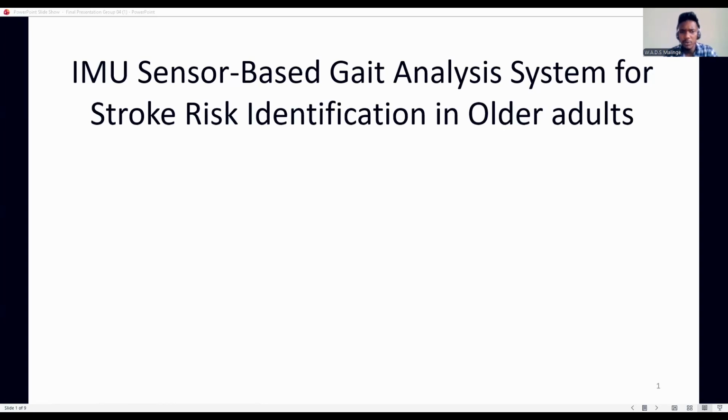Hello everyone, today I am going to present an innovative system called an IMU sensor-based gait analysis system for stroke risk identification in older adults. This system uses wearable sensors and machine learning to analyze walking patterns and detect early signs of stroke. This work was developed as my final year project.